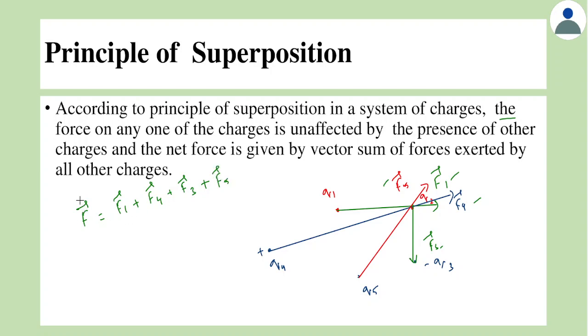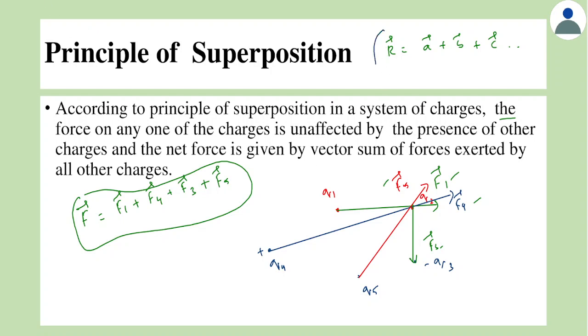Do understand that this principle is true for any vectors, not only for forces. Generally, for any vectors, the resultant vector is given by the vector sum of individual vectors. This is the principle in vectors. If you have more than two, you just keep adding them. Even force is a vector quantity, hence the same principle is true here also.